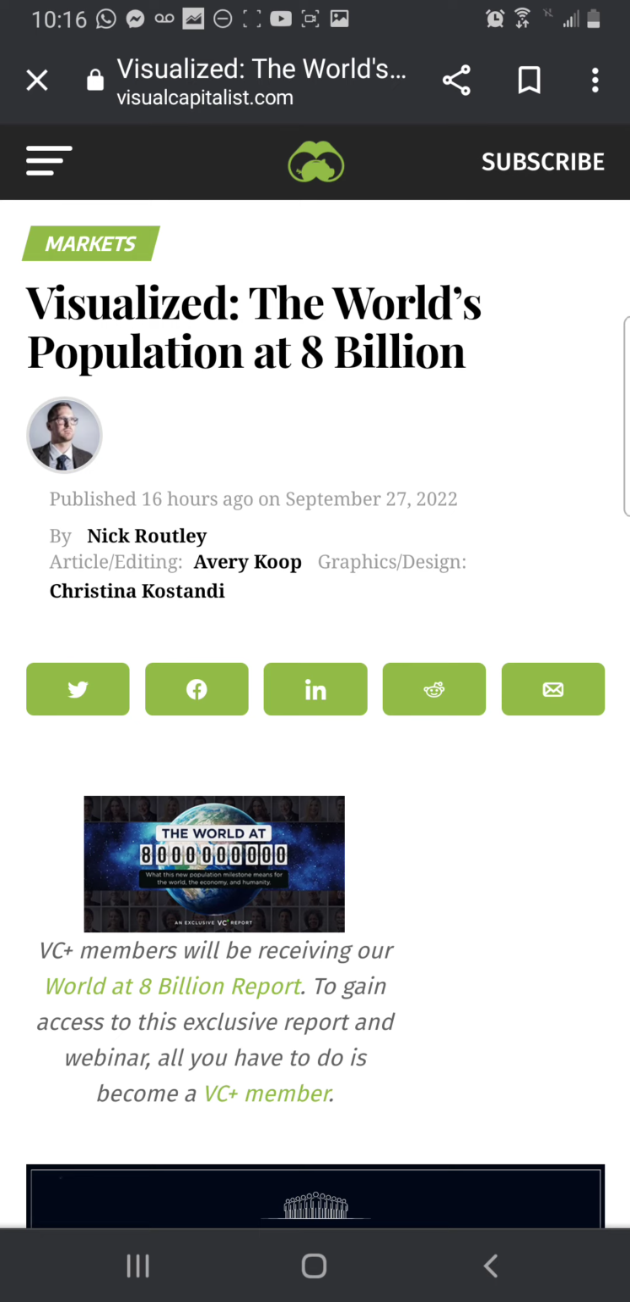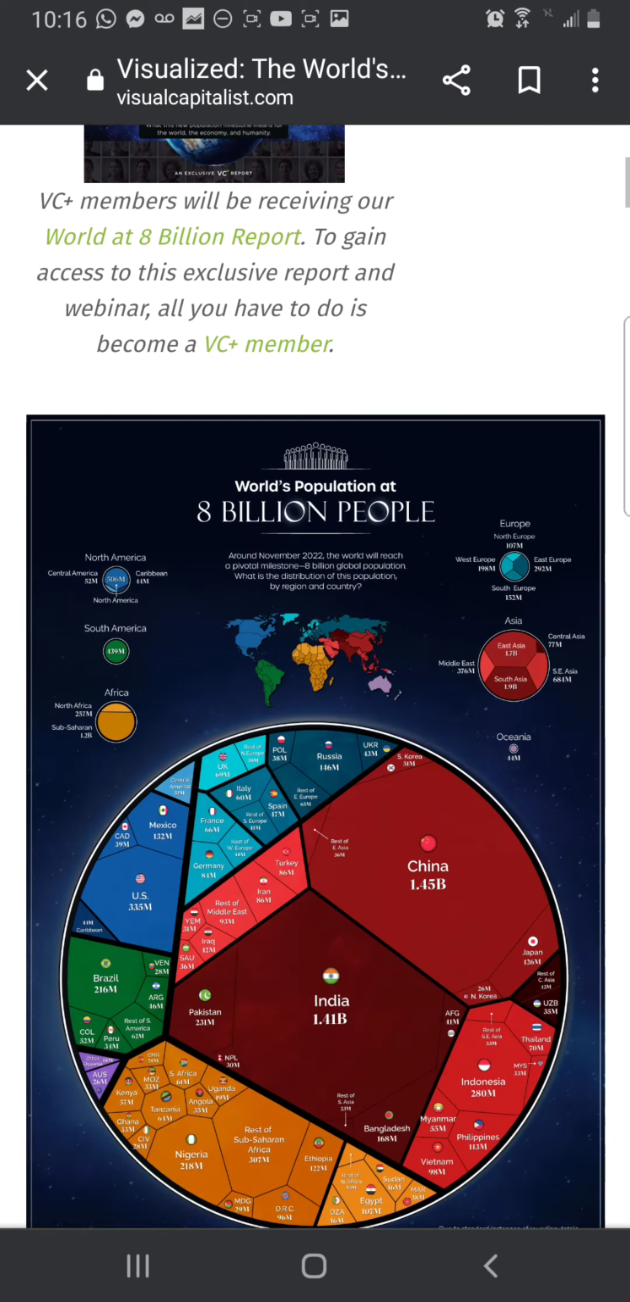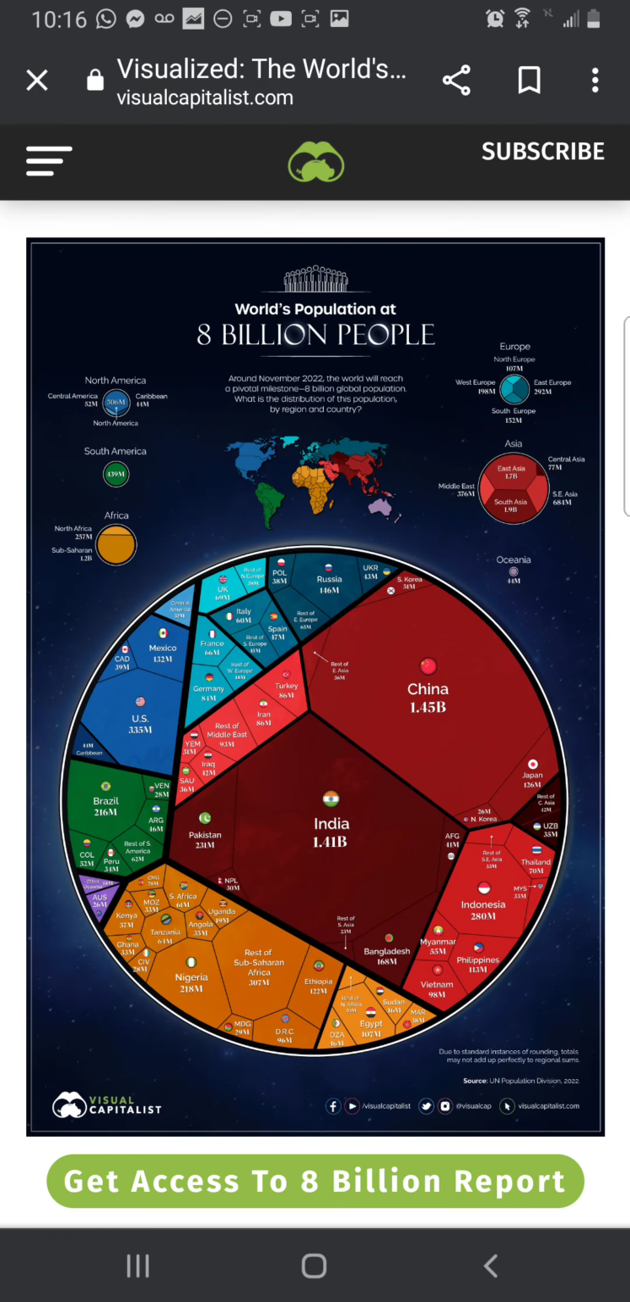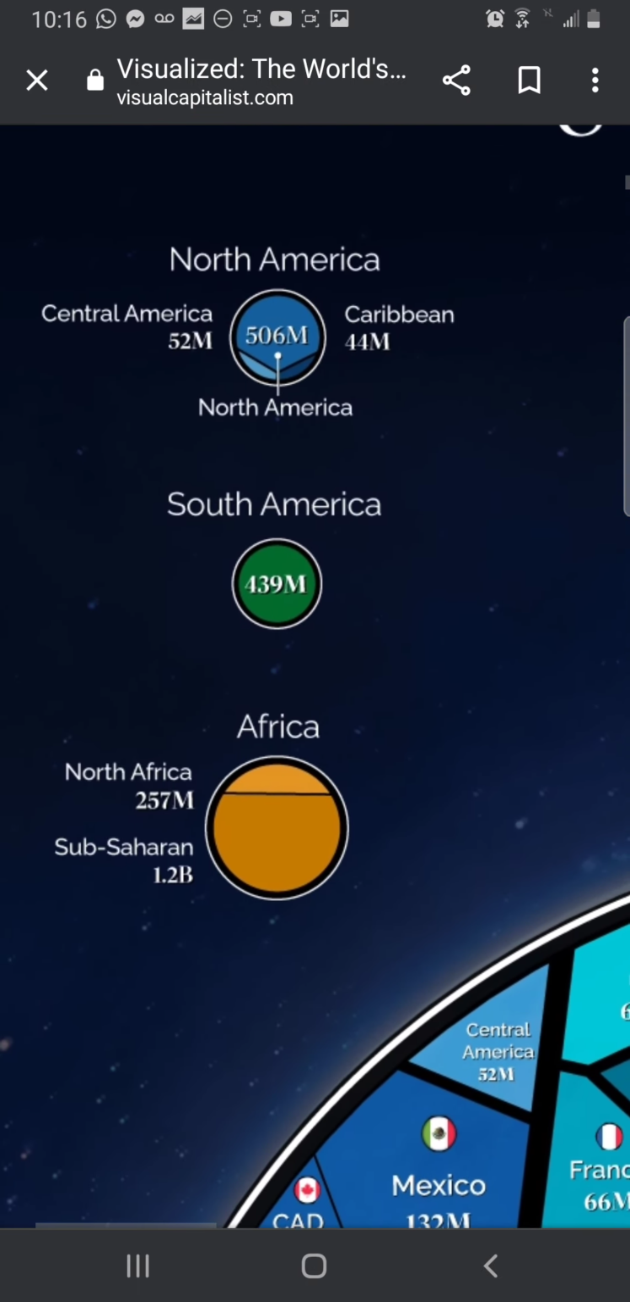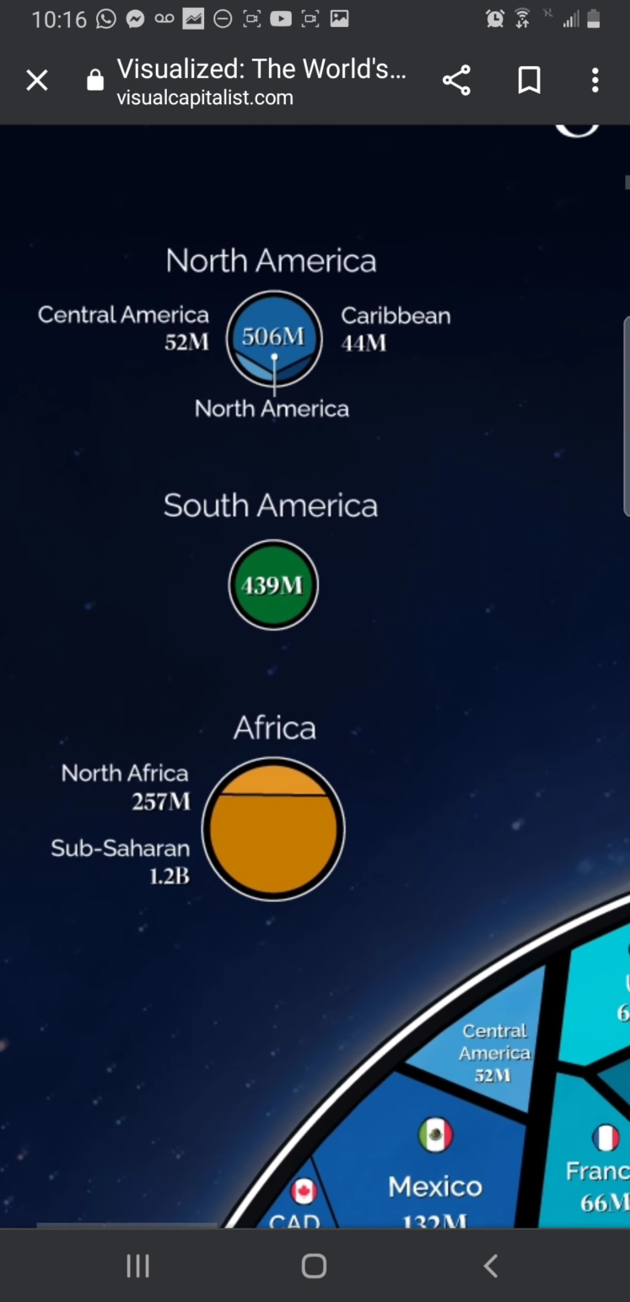Visualize the world's population at 8 billion. Check out this map. I think this map is pretty cool. Now we're going to check out North America. North America is in the blue.